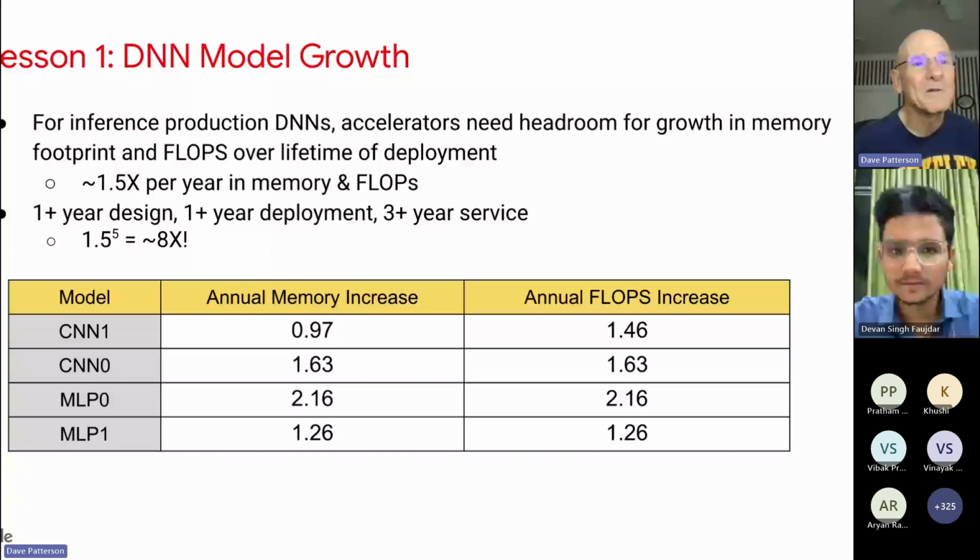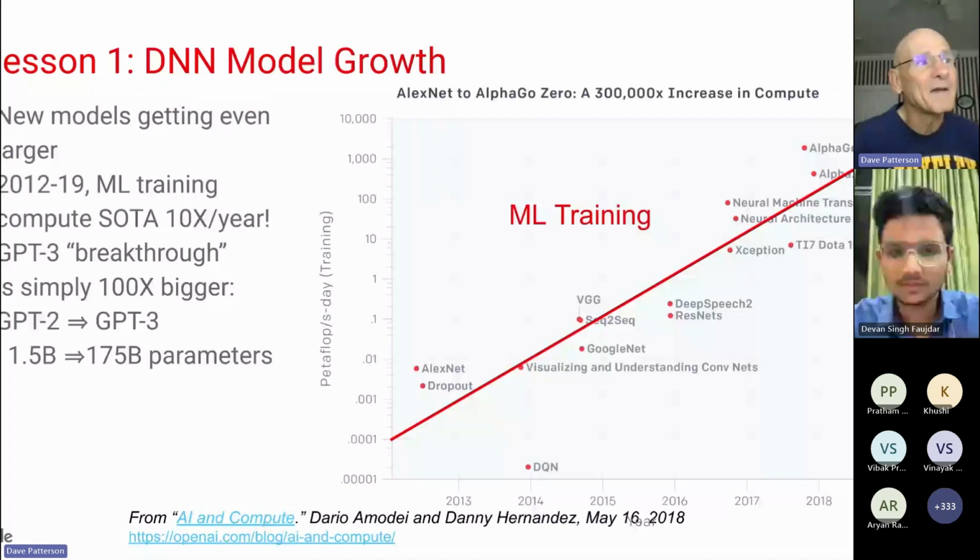For the models that were existing, we looked at 4 years apart, and they grew about 50% per year in memory capacity and compute. But that was for the inference serving phase. For the training phase, at the state of the art, it's growing even faster than that.